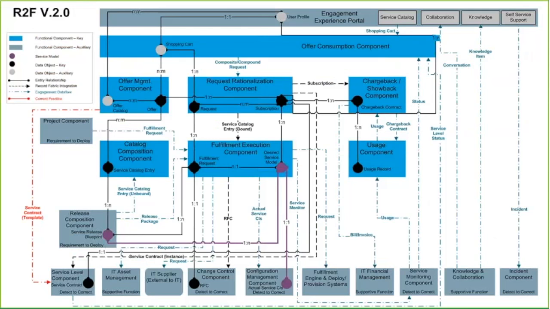And we also have a number of supportive functions. These are the functional components that cross multiple value streams, sometimes even all four. And they're not necessarily part of a specific value stream. For example, the IT financial management functional component.